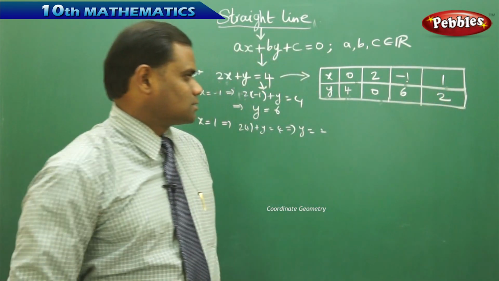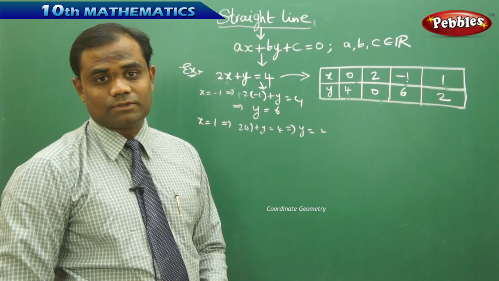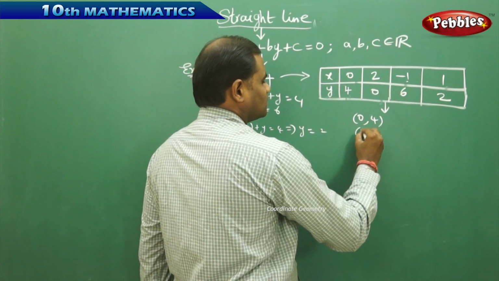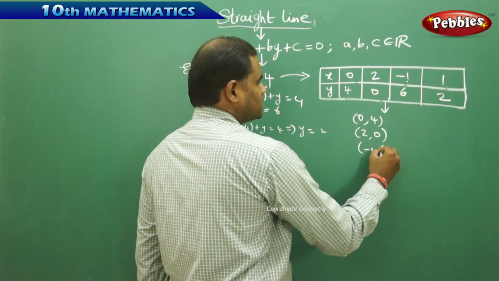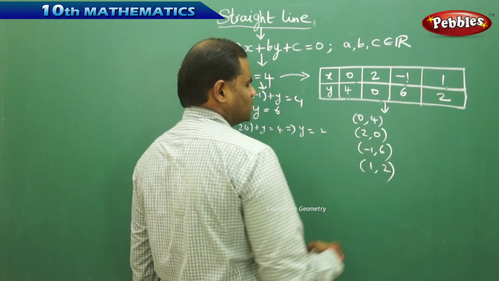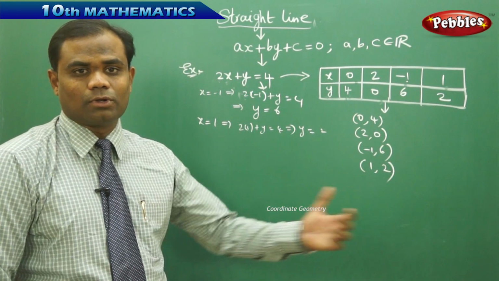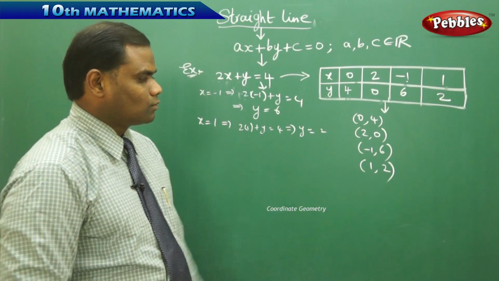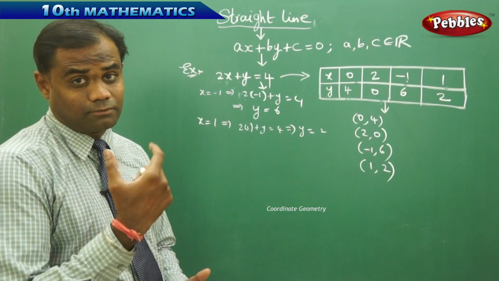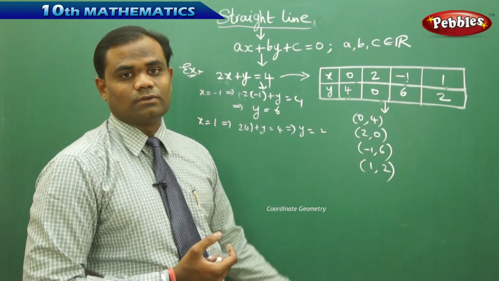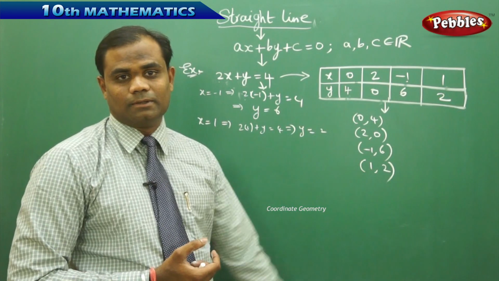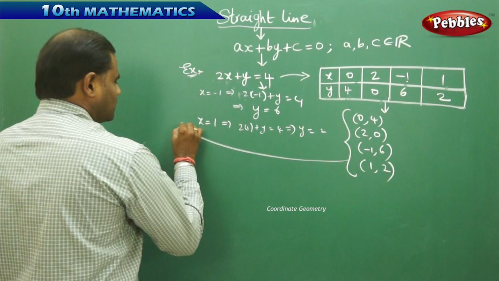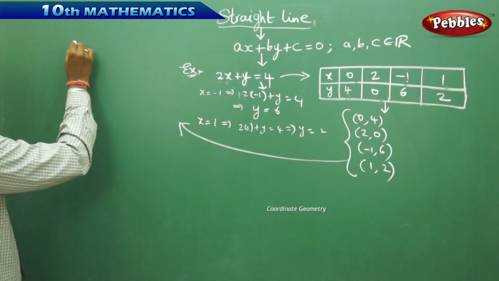So these are the four respective points obtained from the table: 0, 4 is one point, 2, 0 is another, minus 1, 6 is another, and 1, 2 is another point, which we are going to plot on the real xy coordinate system. Let's see what shape is obtained by joining each of the points obtained from the table. So I plot the four points on a real xy coordinate system.